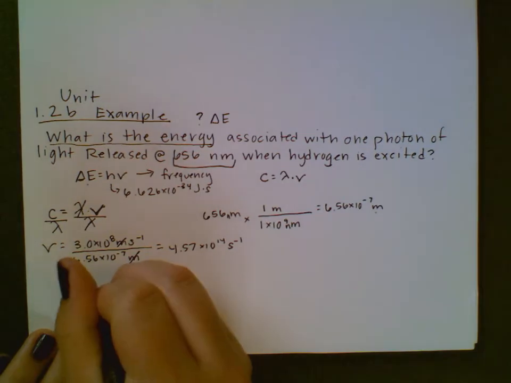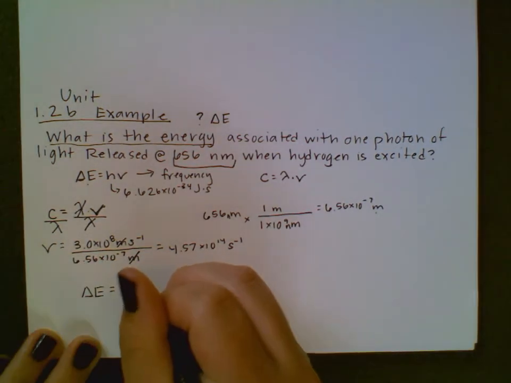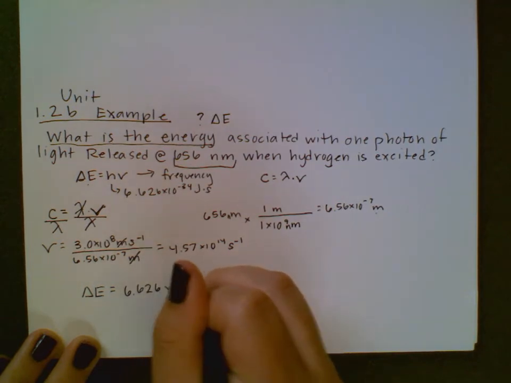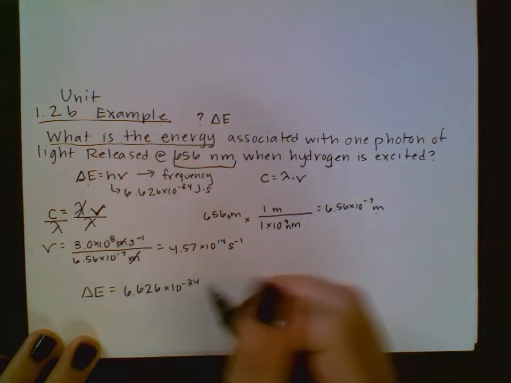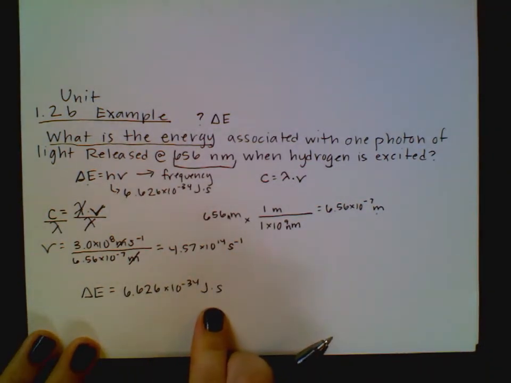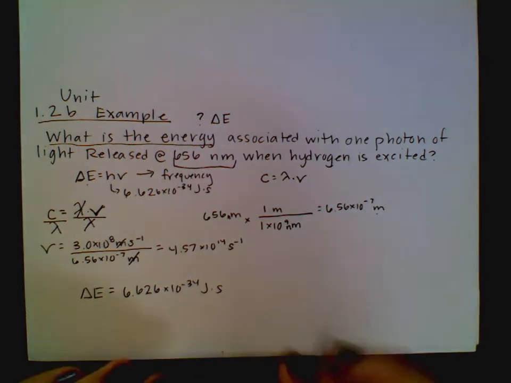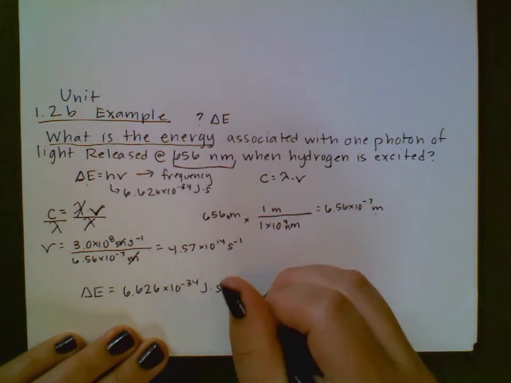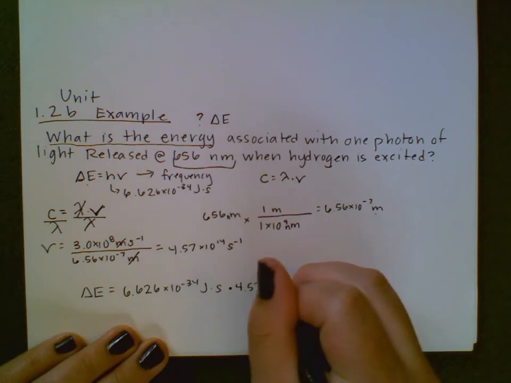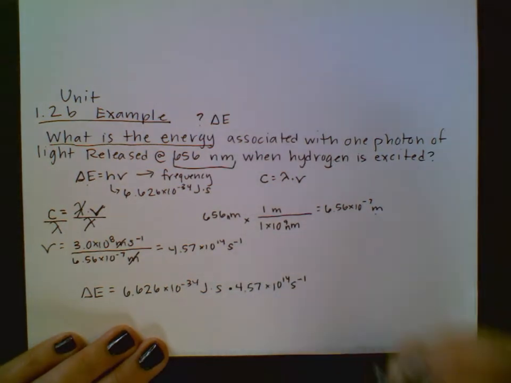So my change in energy is equal to 6.626 times 10 to the negative 34th joule seconds. That is h, Planck's constant. So that is the number that you're going to use always. It's printed on your equation sheet if you need it. You are going to multiply that by 4.57 times 10 to the 14th seconds to the negative 1.